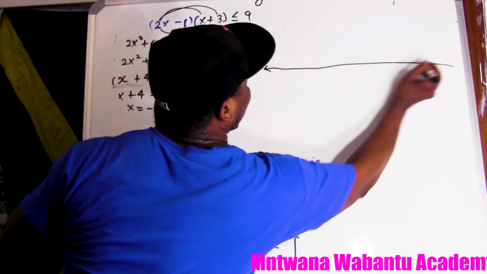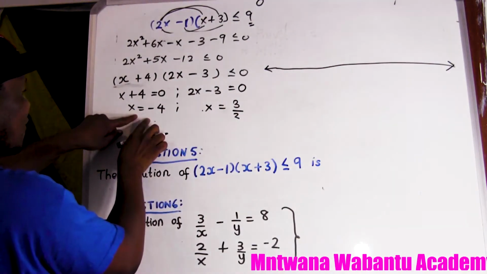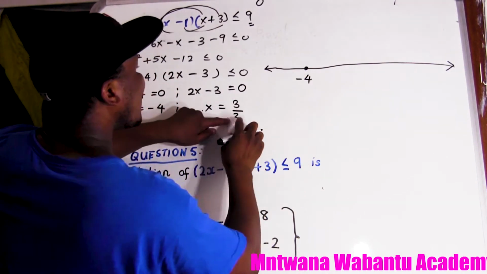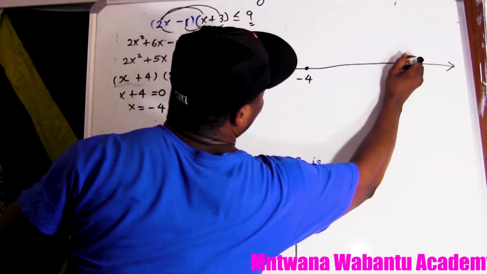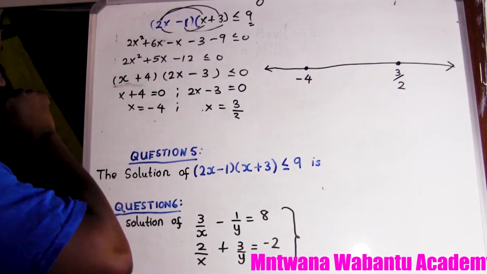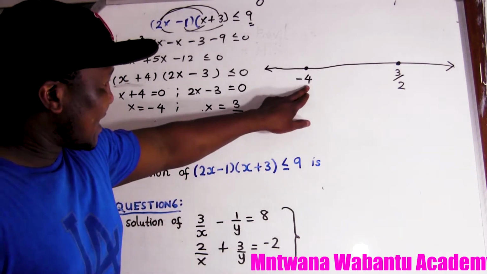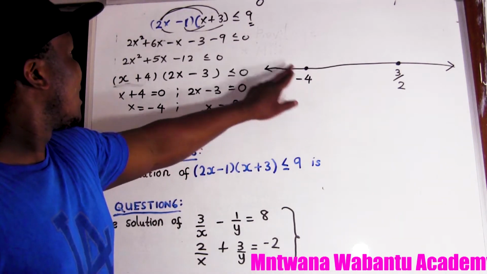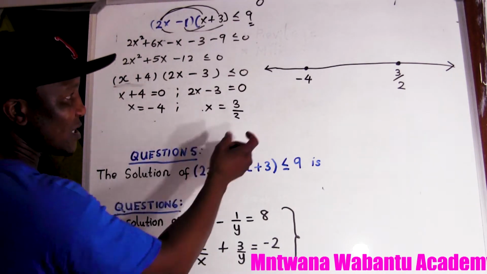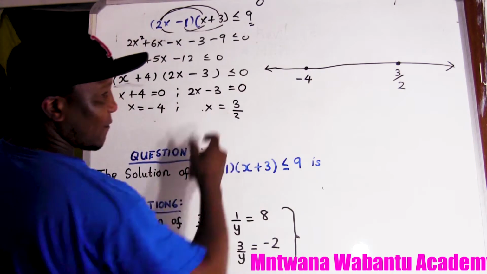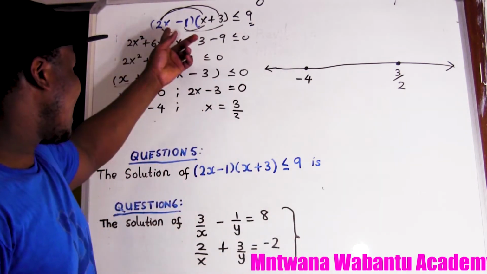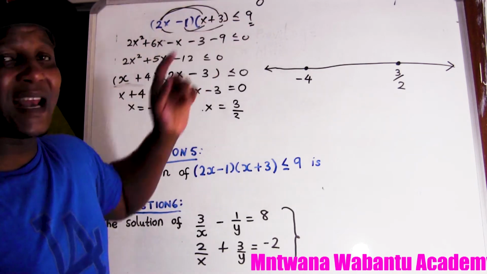So negative 4 and 3 over 2. So let's assume this is negative 4. And 3 over 2 is like 1.5. But let's write 3 over 2. So what I'm going to do, I'm going to take negative 4 first and plug in here and see if it's going to be less than 9. And now I'm going to take all the numbers which are less than negative 4, for example, negative 5, negative 6, and test them in here to see if it's less than 9.